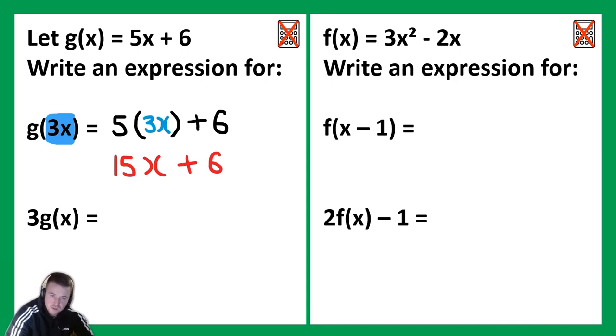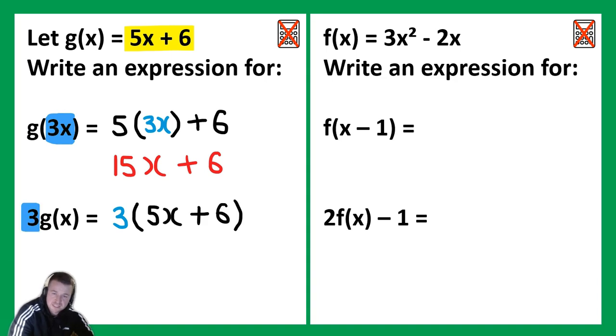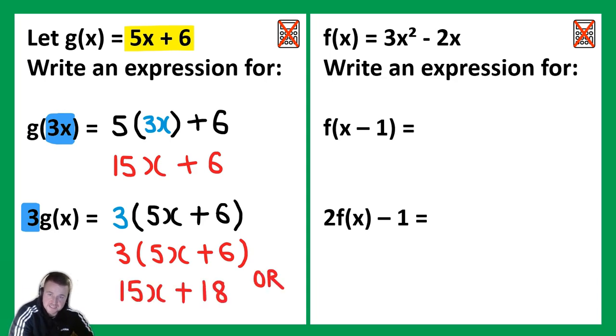For the second part of this question, notice that x is just being replaced with x, so that part will remain the same. But we have a 3 in front of the function, which means that we're multiplying the whole expression by 3. So I can start by putting 3, and the best thing to do is open up a bracket and place the whole expression 5x plus 6 inside the bracket. Expanding this bracket is no more simplified than having a factorised version, so you can leave your answer as 3 bracket 5x plus 6.